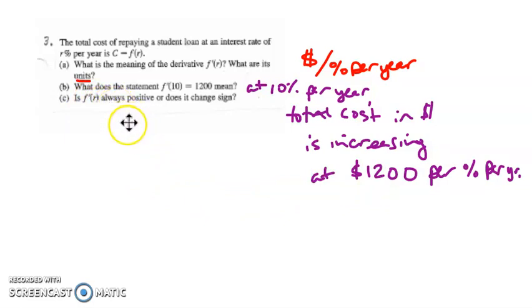Now, is F prime of R always positive or does it change sign? Well, it's always positive because as interest goes up, the total cost that you are going to pay goes up. So you can't have a negative change when it costs more money when the interest rates are higher.